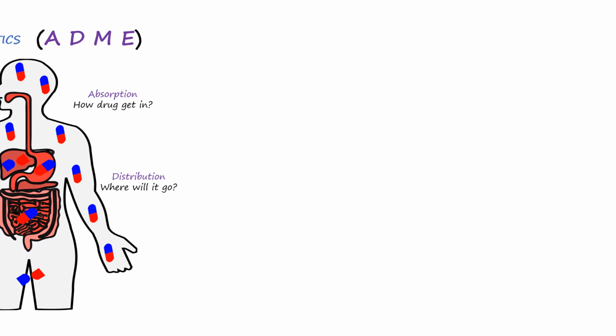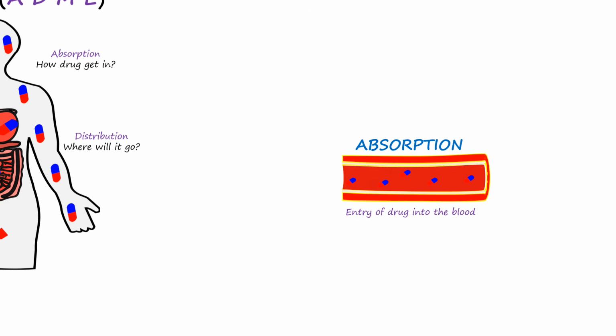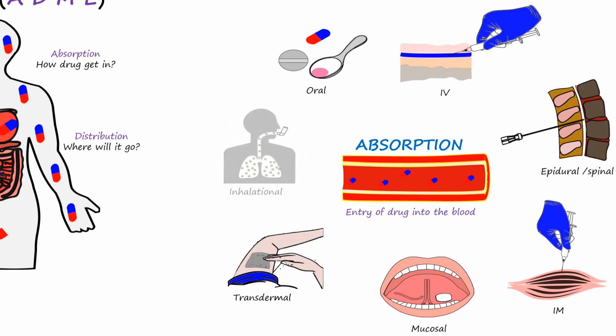Let's start with absorption. Absorption is the process by which a drug enters the bloodstream from the site of administration. The way a drug is administered impacts how well it is absorbed. For example, an intravenous injection goes straight into your blood while the oral medication has to dissolve in your stomach first. So let us look into some routes of drug administration and how they affect absorption.